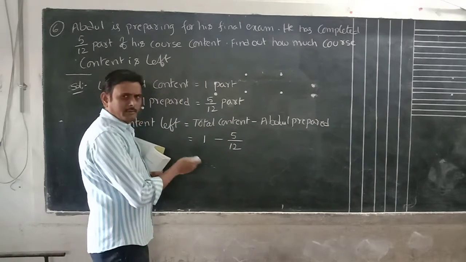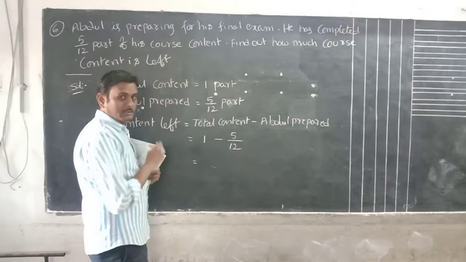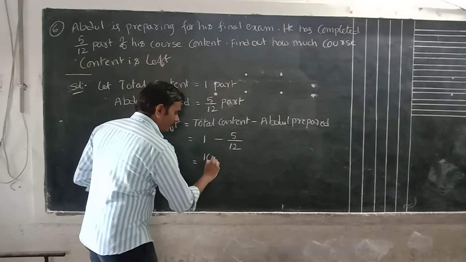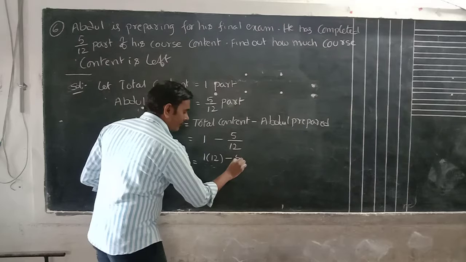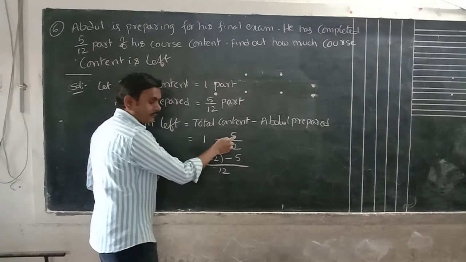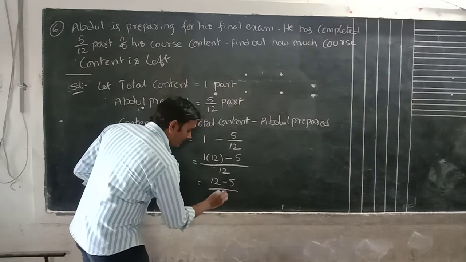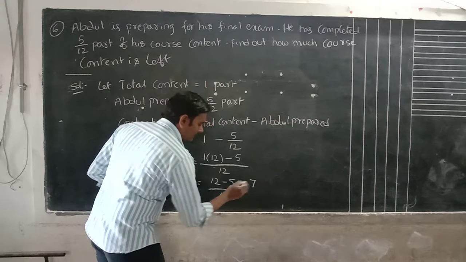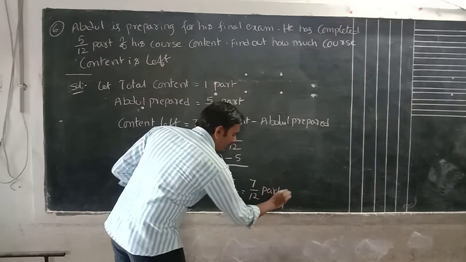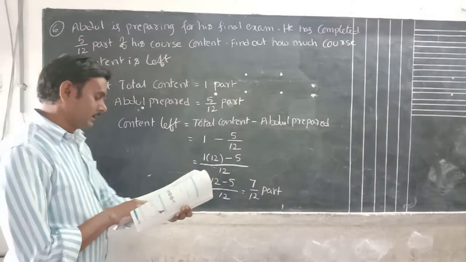Okay, similarly we can follow the mixed fraction like that, but we done addition, but here we have subtract. 1 into 12 minus 5/12. 1 into 12 means 12 minus 5/12. 12 minus 5 how much is 7. 7/12 part. Still she need to prepare 7/12 part.